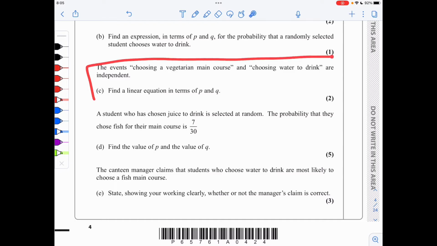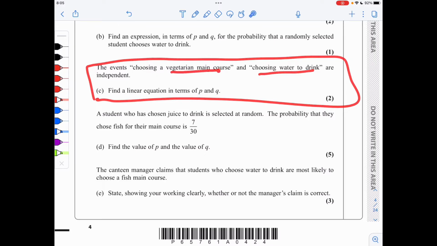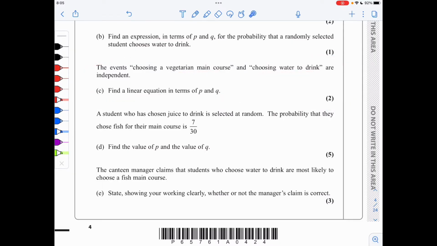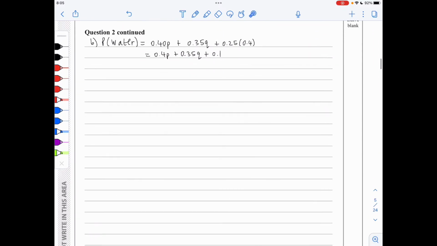In part C, we are told that the events choosing a vegetarian main course and choosing water to drink are independent, and we need to obtain a linear equation in terms of P and Q. Now, if 2 events are independent, it means that the probability of both happening is simply the product of the individual probabilities. So the probability of vegetarian and water is simply the probability of vegetarian times the probability of water. So we start by writing out this. It's the definition of independence.